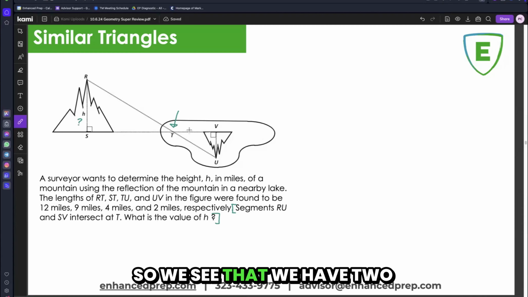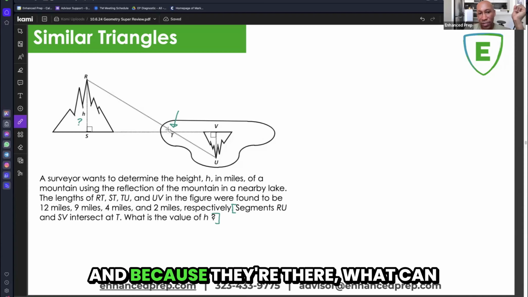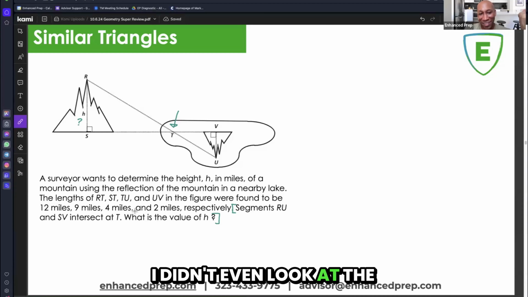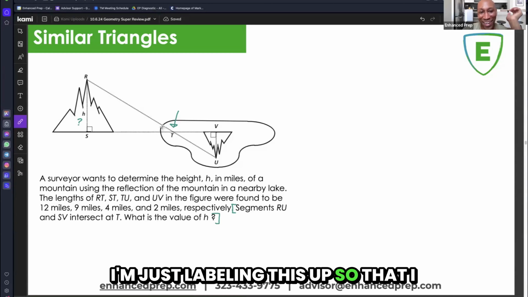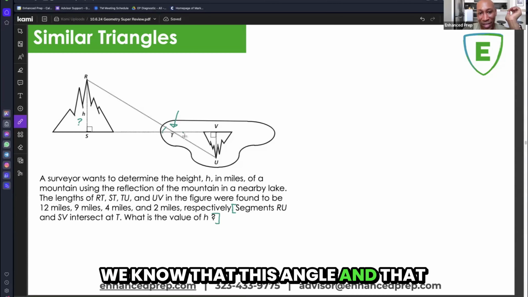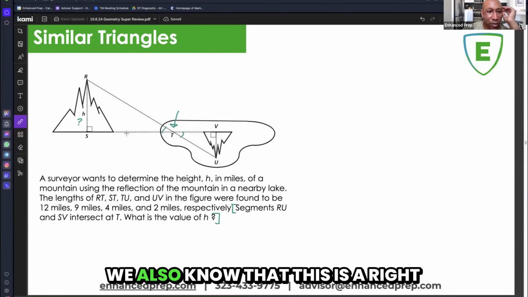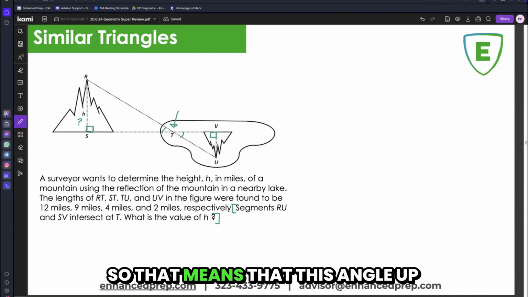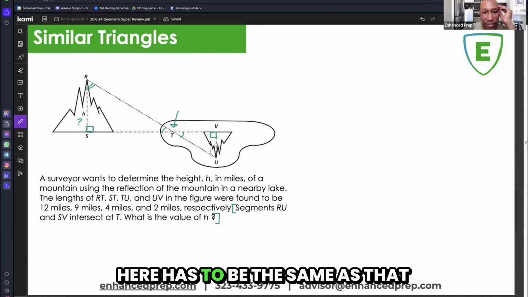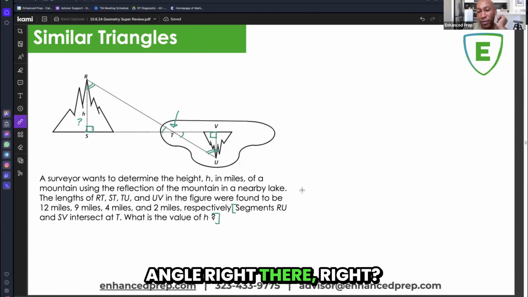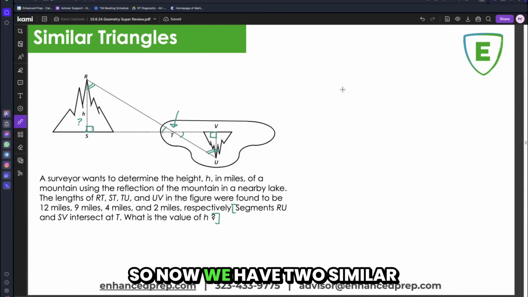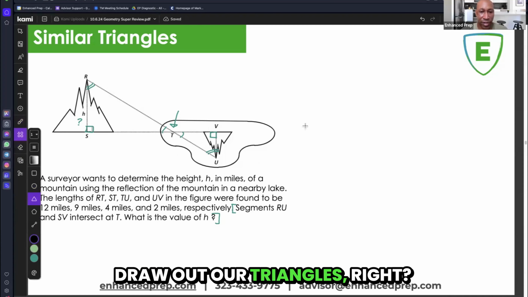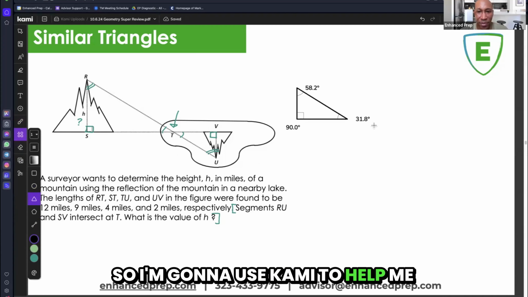So we see that we have two triangles now, right? Because they're there, what can we start to do? We start to label our information. I didn't even look at the full question yet. I'm labeling the stuff so that I can get this out here. We know that this angle and that angle are going to be the same. We also know that this is a right angle that they show us. So that means that this angle up here has to be the same as that angle right there, right? So now we have two similar triangles. So this is a point where we want to draw out our triangles, right? So I'm going to use Cami to help me out with this one.